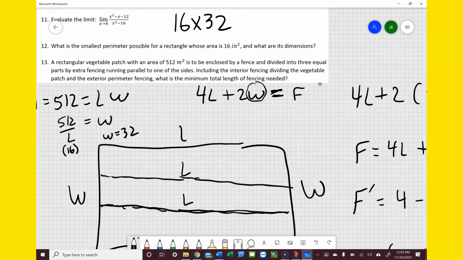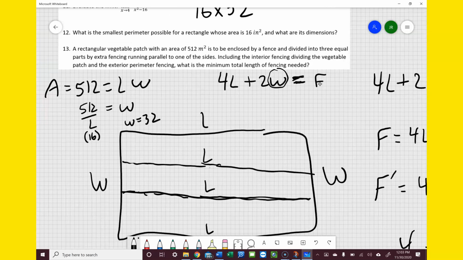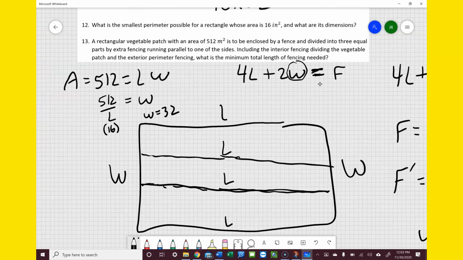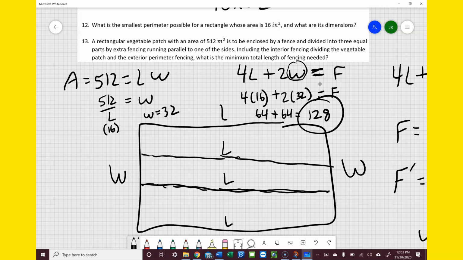So that actually doesn't answer the question yet. The width was 32. So the total amount of fence needed is going to be 4 times 16, because that was the length, plus 2 times 32, because that was the width. And so 4 times 16, that's 64, plus 2 times 32, that's also 64. So the total amount of fencing needed is 128. That should be the answer.